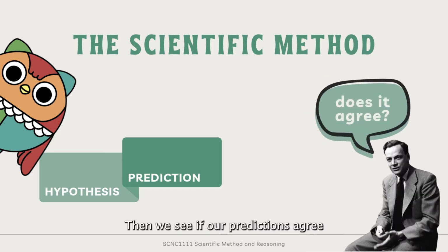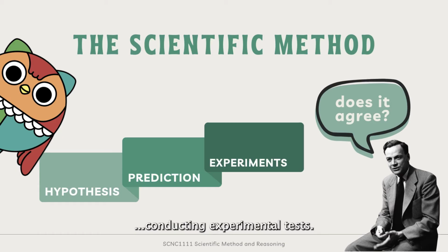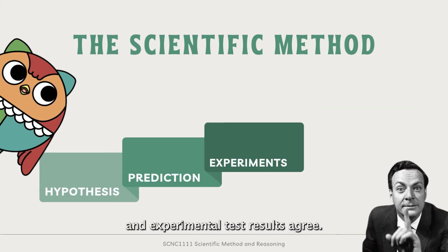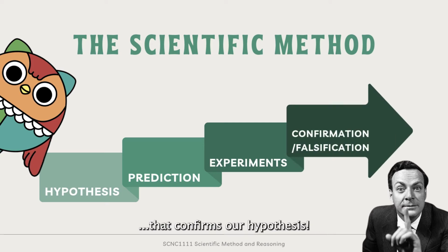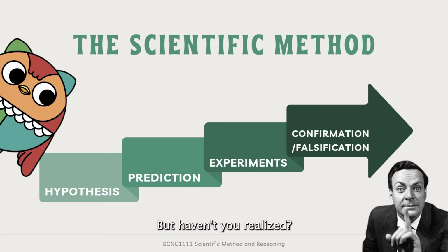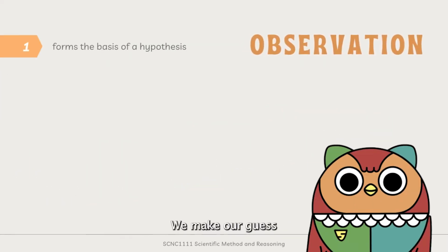Then we see if our predictions agree with the real world, conducting experimental tests. And if the predictions and experimental test results agree, that confirms our hypothesis. Otherwise, the original hypothesis would be falsified. But haven't you realized? Feynman missed a step before the hypothesis. Good catch, Curio. We make our guess based on observation.